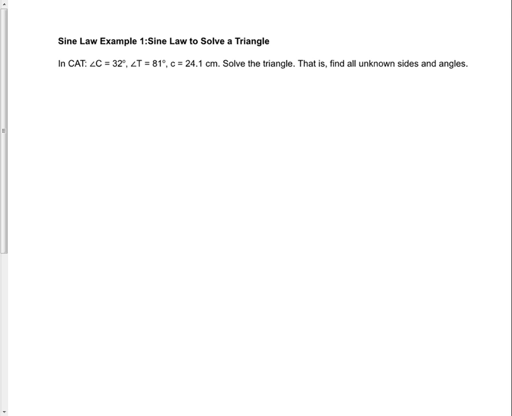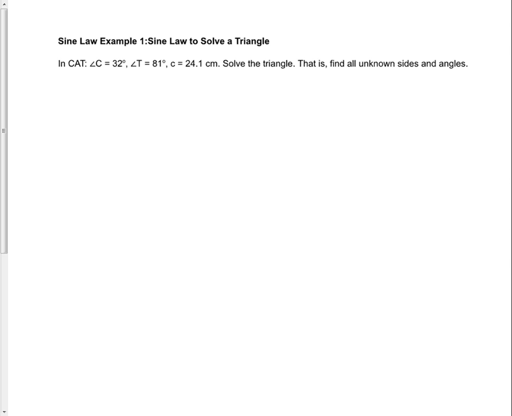We're going to use the sine law now to solve triangles. So just like we did in the last unit where we had to solve triangles, we can use the sine law to also do that. Okay, so in this particular situation, it says in triangle CAT, it tells us that we have these particular pieces.